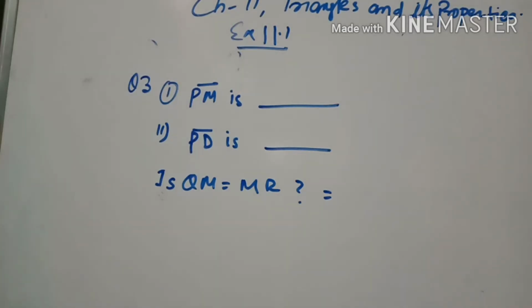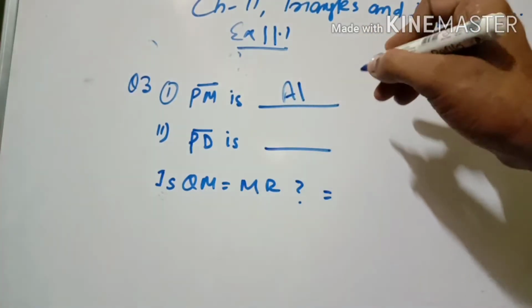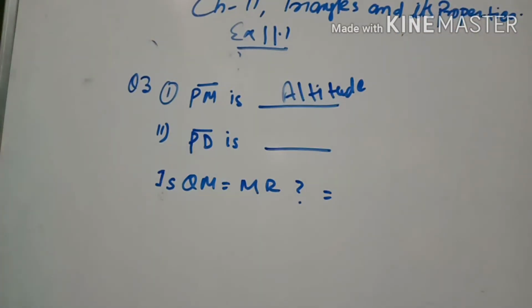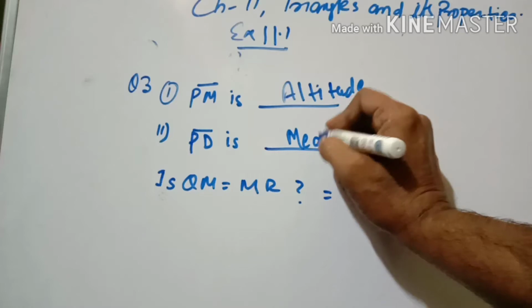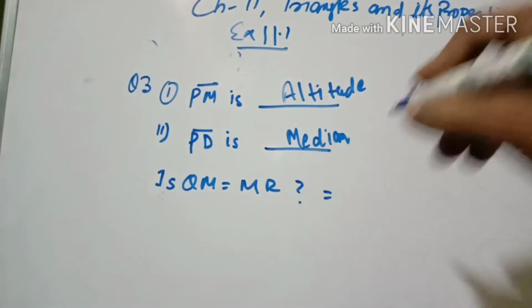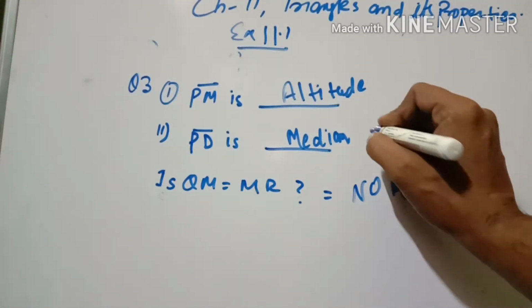Question number 3, it is given in the adjoining figure triangle PQR, if D is the midpoint of QR, then PM is, first of all you see your figure, then PM is what? Altitude. PD is median. Okay, and is QM equal to MR? Our answer will be no. Write down please.